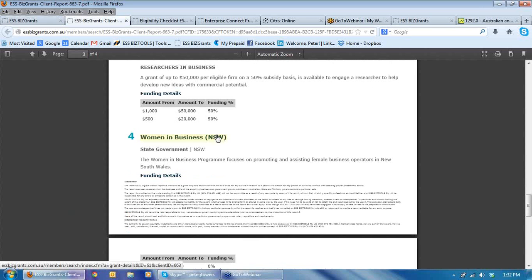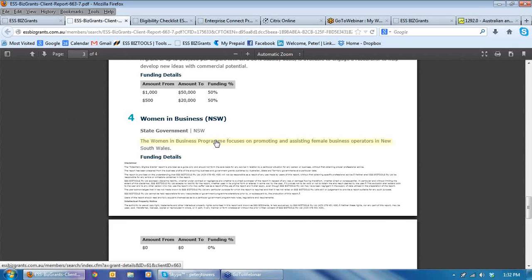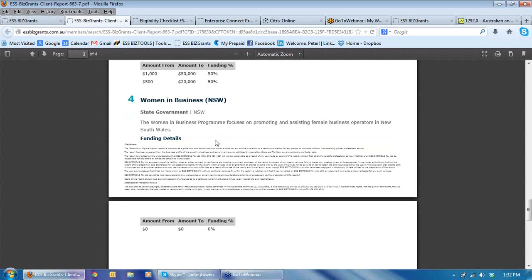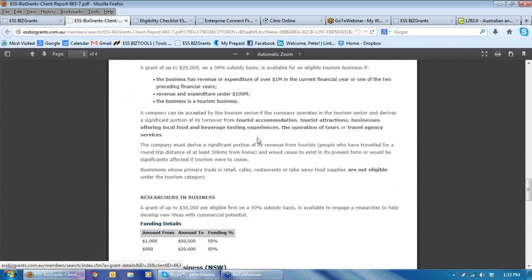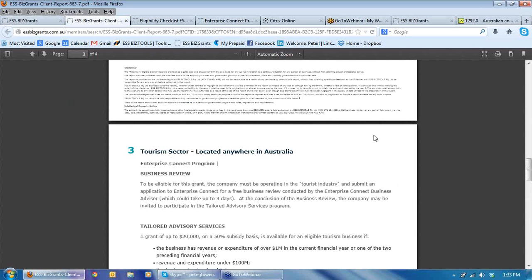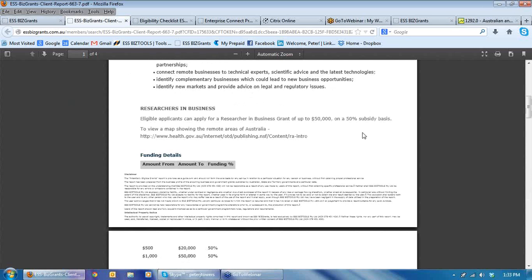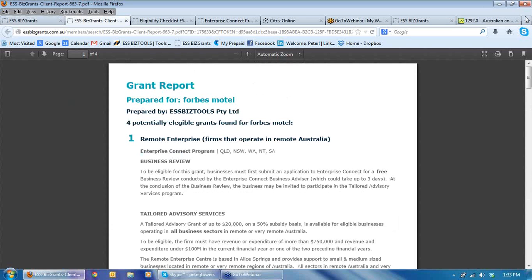And because it was in New South Wales and they had some women working the business in a management position, they could also have been eligible for some special training programs that the New South Wales government offers for women in business. So that's the grant, and that's the final report. And that's basically how you would use ESS BIZGrants. We are updating the system all the time.